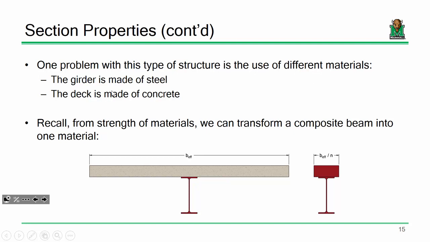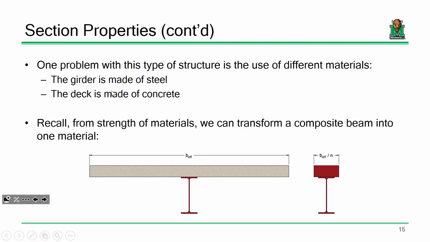Well, sigma equals My over I, if you recall, assumes that you've got a beam made of a single material, that the beam is made only of steel, or only of aluminum, or only of copper, or whatever. Well, we've got a problem here, because we've got a beam that's made out of steel and concrete. How do we handle that?